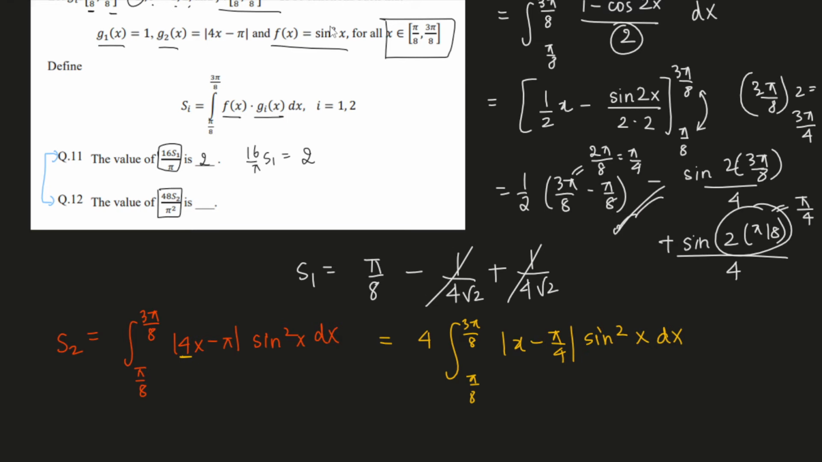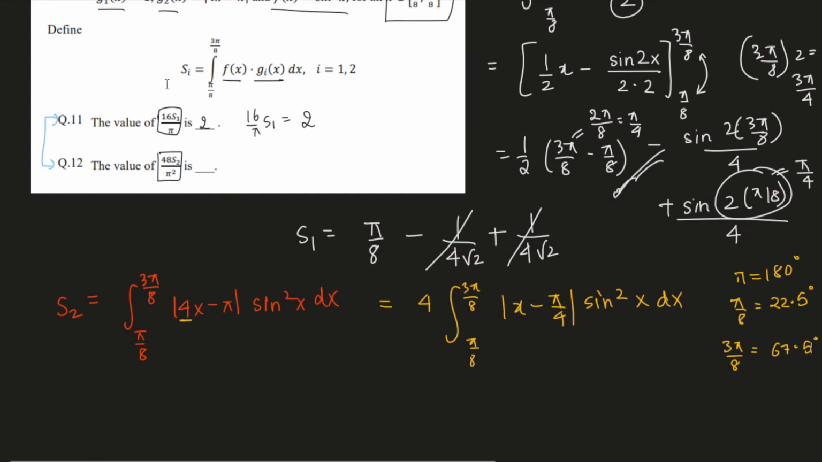What else can we do with this? Let us just try to write this in terms of angles that are a bit easier to comprehend. So pi is equal to 180 degrees, and so pi over 8 is 22.5 degrees, and 3 pi over 8 is going to be equal to 67.5 degrees. What else can we do with this?